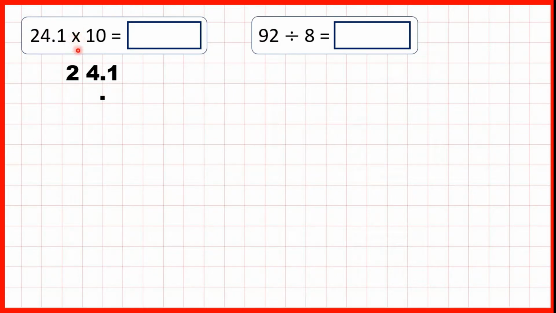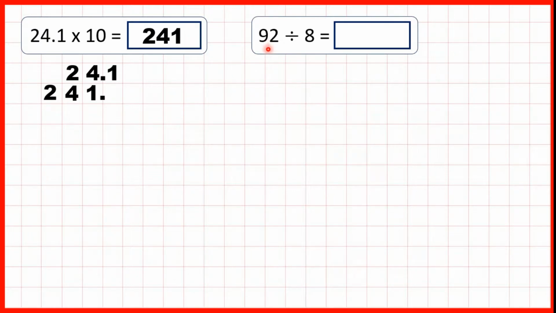Now we're multiplying here, so the number is going to get bigger, which means that the digits are going to move to the left. And we're multiplying by 10, which has 1 zero, so the digits are moving 1 square to the left. So if we copy down this 2, 1 square to the left, do the same with this 4, and with this 1, we now have the decimal point on the end of our number. And if you have a decimal point on the end of a number, you have a whole number. So our answer is just 241.